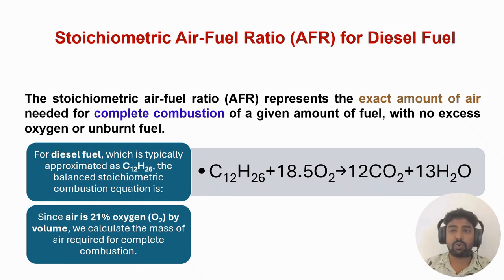Now see here, the atoms on the left from the fuel and the air, C12H26 is the fuel, 18.5 O2 is the air, must equal the atoms on the right in the products when this is brought to combustion. So now this should be balanced. How does this balance come? Through this balancing only we will come to know about the stoichiometric air-fuel ratio.